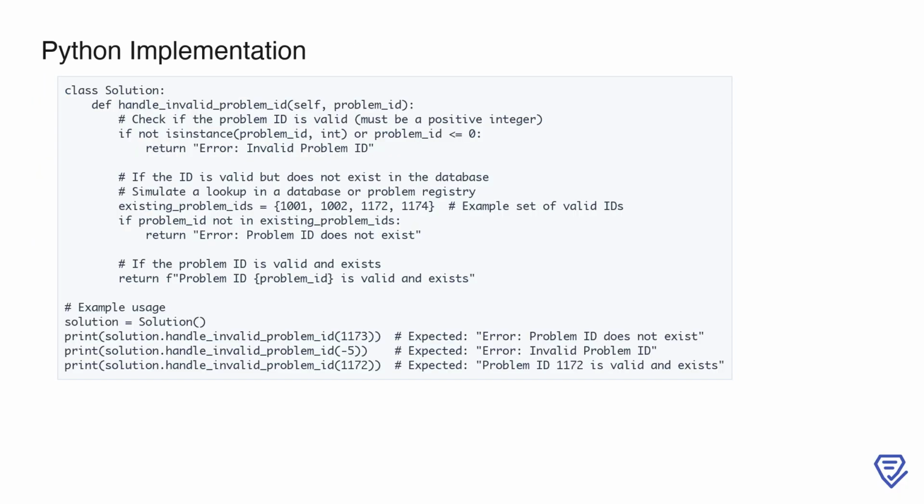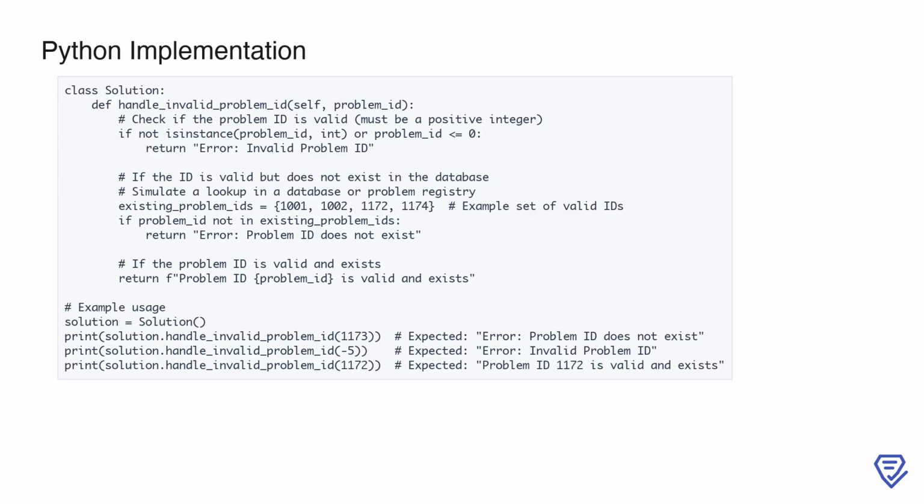This Python implementation addresses the issue of handling an invalid problem ID. The goal is to validate input problem IDs and handle cases where the input is either invalid or refers to a non-existent problem. The implementation consists of a single method, handle_invalid_problem_id, within the Solution class.